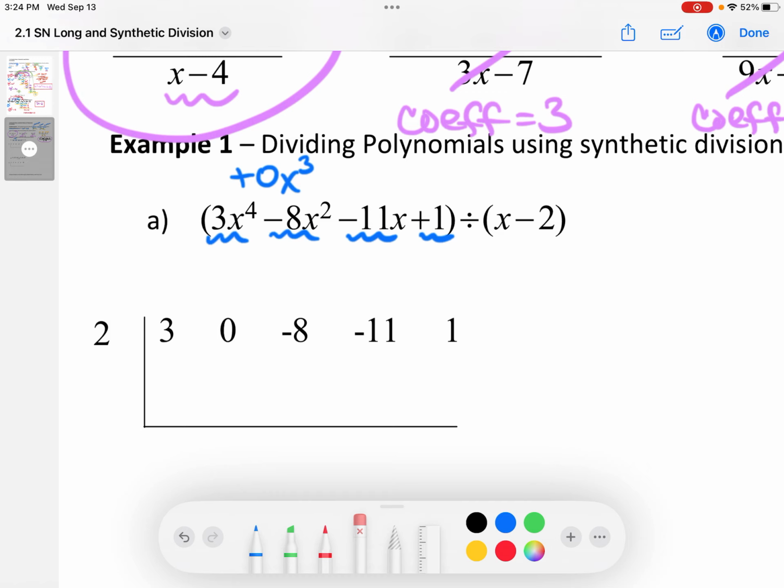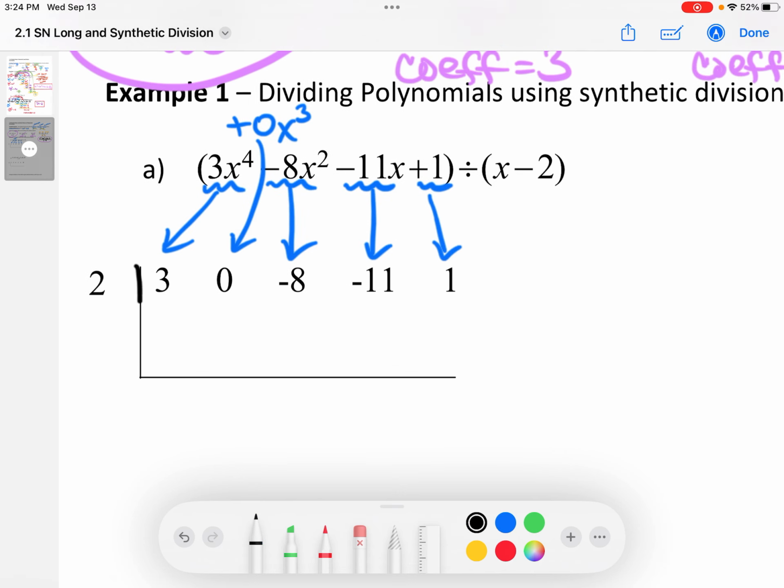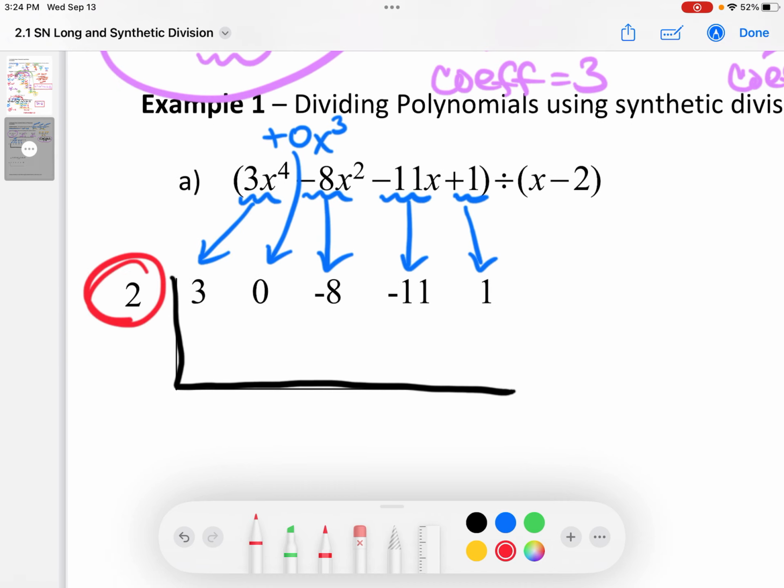Okay, so here's what we do. We take all of those coefficients, including the 0, and we bring them down in the first top row. Okay, we have a big L here. We have the numbers from the coefficients. We need one line underneath it, and then stuff under the L. And one of the biggest keys here is where this number on the outside comes from.